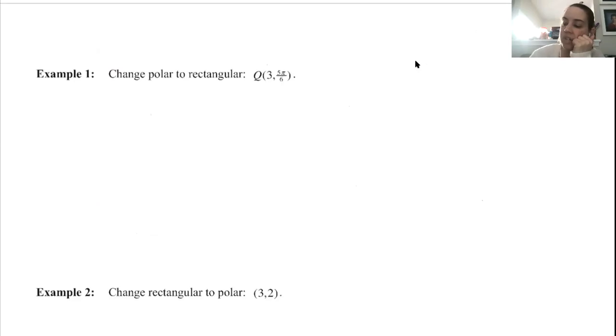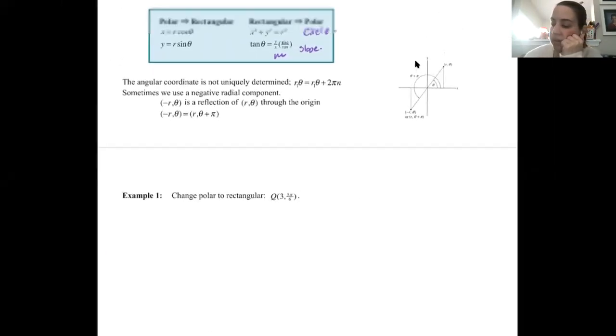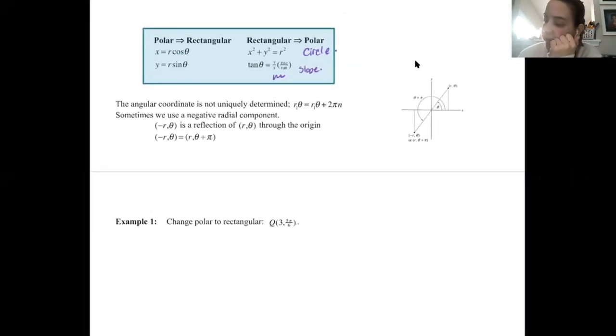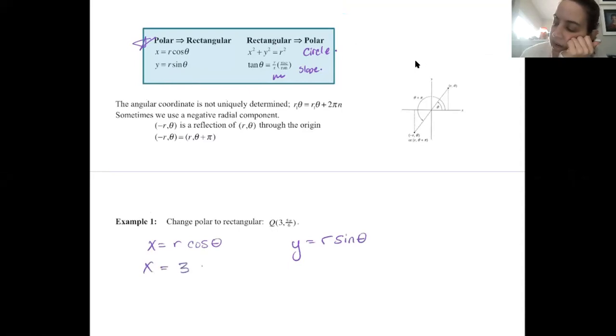All right, example one, change polar to rectangular. I'm gonna zoom out here so we can see our formulas at the same time. That's not gonna do it. There we go. So change polar to rectangular. If I'm going from polar to rectangular, I need this first set of equations, where x is r cosine theta and y is r sine theta. So we're going to say x is 3 cosine of 5 pi over 6, and y is 3 sine of 5 pi over 6.